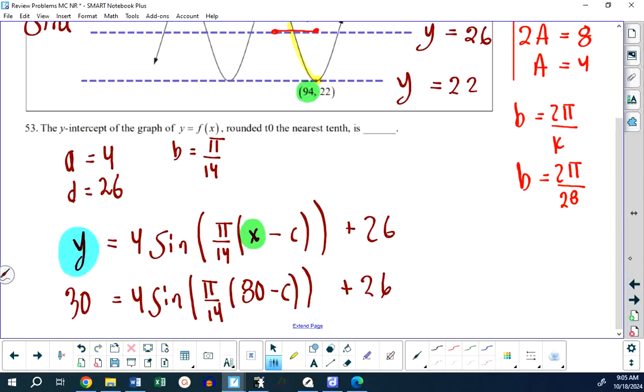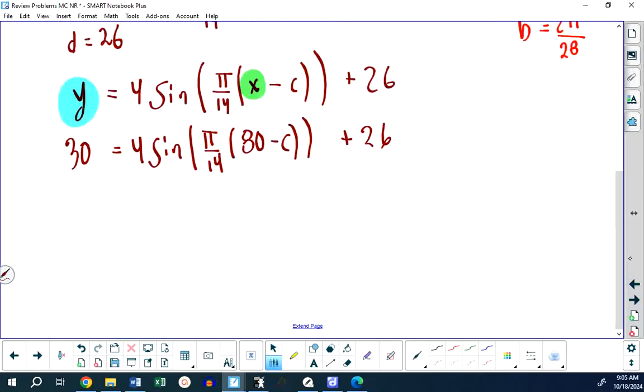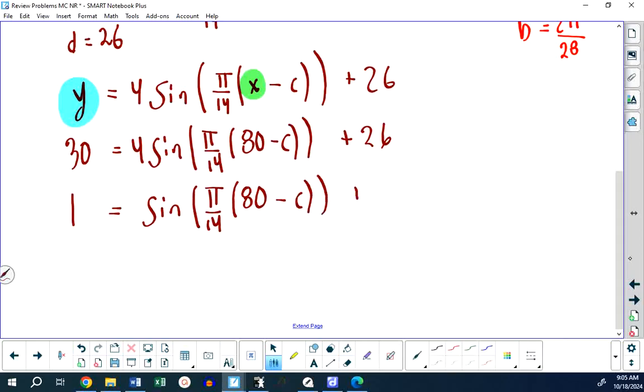And I think if there's ever a time to cut a few corners, it's right here. You're already doing so much work. Are you going to write minus 26 and rewrite the whole thing, divided by 4, and rewrite the whole thing? I think it's okay to take a shortcut here. So we get 1 equals sine of pi over 14 times 80 minus c, in brackets, plus 26. Nope, not plus 26. We've already taken care of that. I apologize, and you know I do this sometimes.